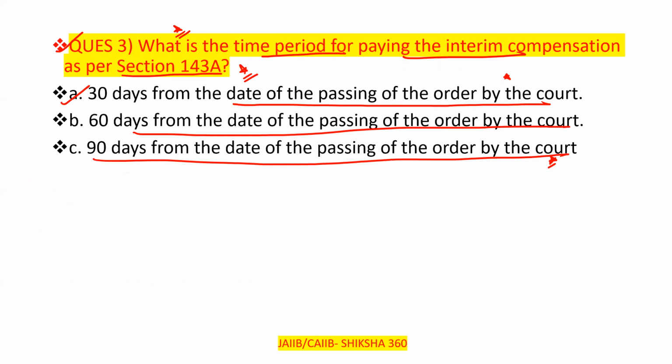So option number B will be the answer, that is 60 days from the date of the passing of the order by the court. Clear? So option number B will be the answer here. Now we have to move to the next point.